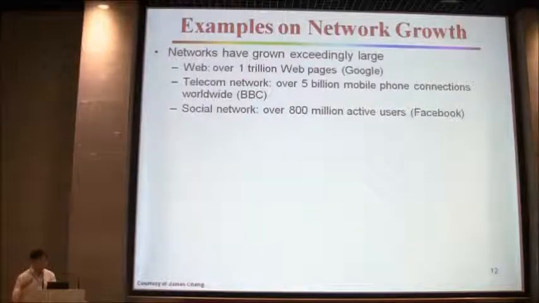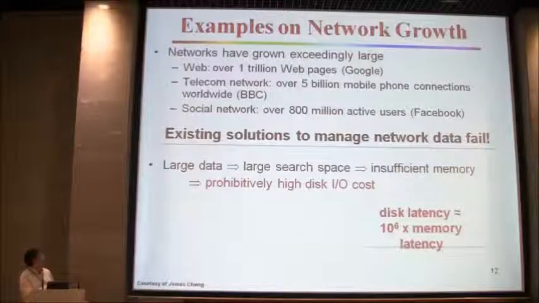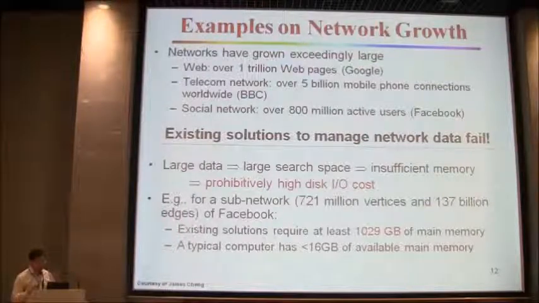We would also like to give examples of network growth, such as big data. There are many big data and many networks. In these cases, there are some existing solutions to manage network data. Traditionally, we transfer the data to the research space, and then we find there is insufficient memory and a high I/O cost. So there are many problems. The data increase faster than memory, so there are problems in managing big data.